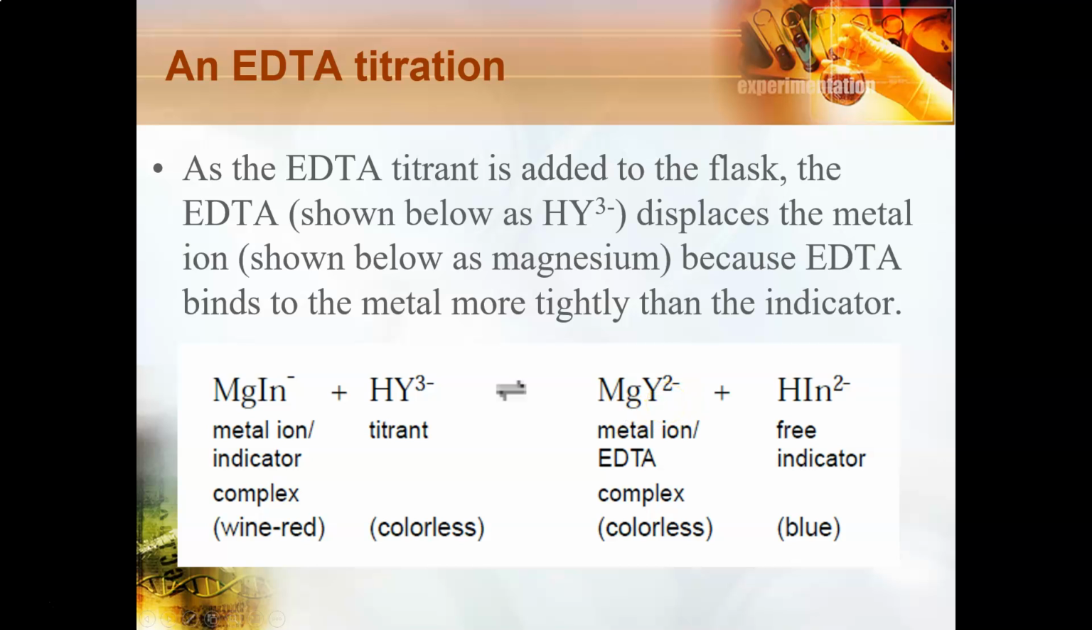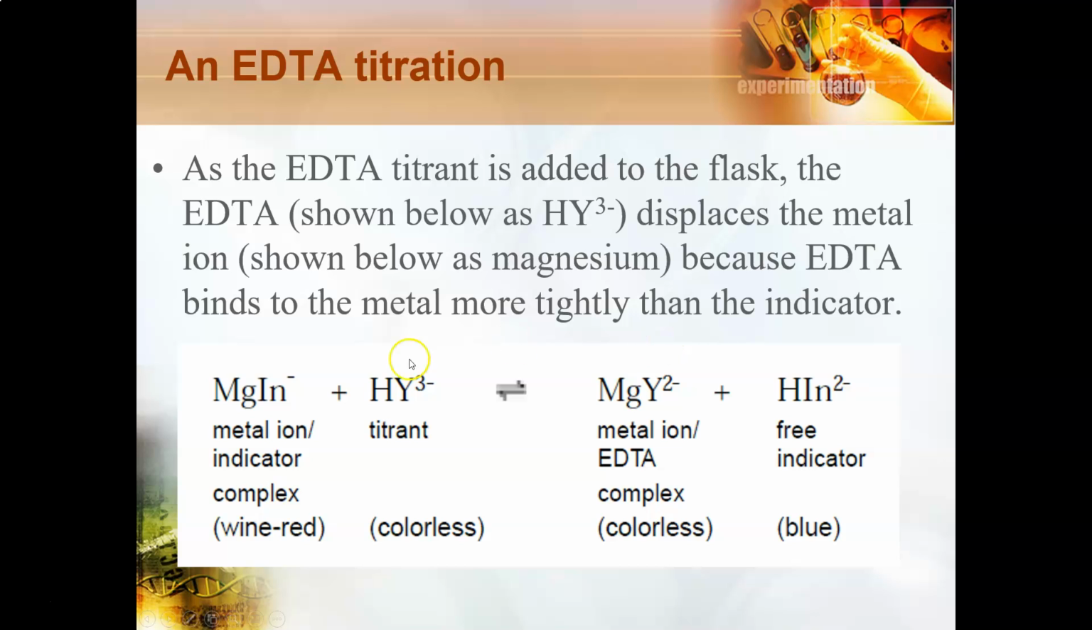So again, I don't have the Kf values for this, but I think they're like in the 10 to the 5th range. So what that means is that the EDTA binds to the metal ion more strongly than the indicator does. So it's really easy for the EDTA to kind of bump off the magnesium and grab it for itself. So now I have the magnesium EDTA complex. And what happens is when the indicator no longer has the metal ion, it turns blue.